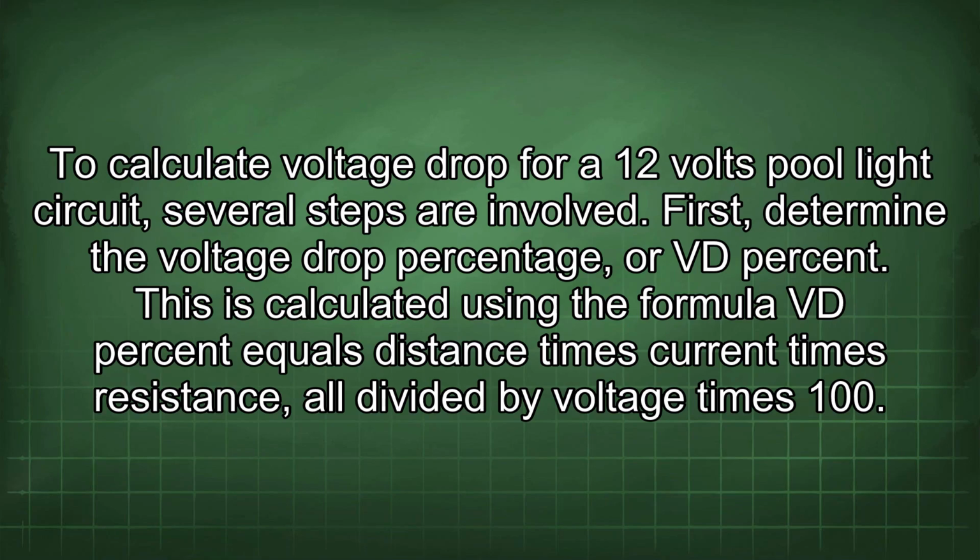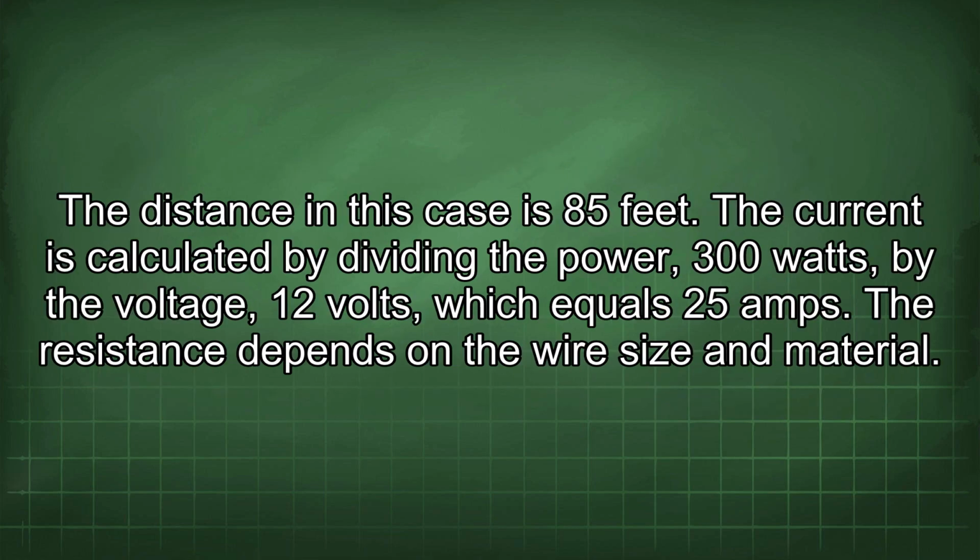To calculate voltage drop for a 12 volt pool light circuit, several steps are involved. First, determine the voltage drop percentage, or VD%. This is calculated using the formula VD% equals distance times current times resistance, all divided by voltage times 100. The distance in this case is 85 feet. The current is calculated by dividing the power, 300 watts, by the voltage, 12 volts, which equals 25 amps.